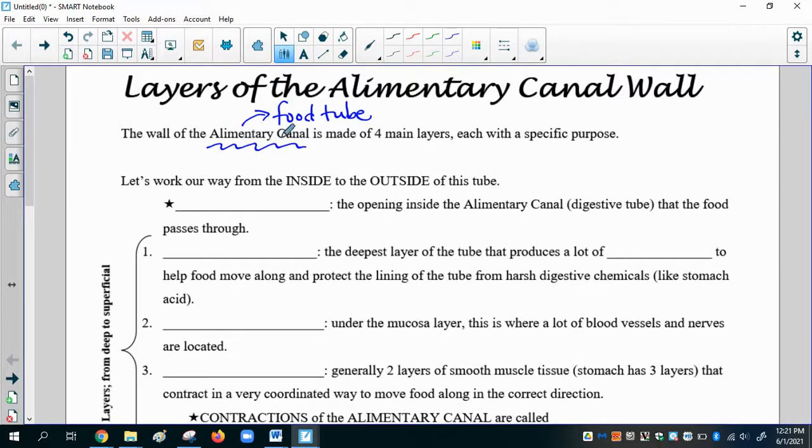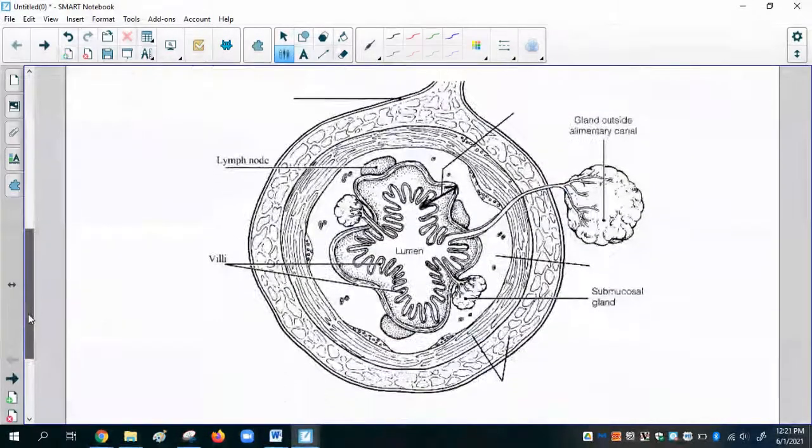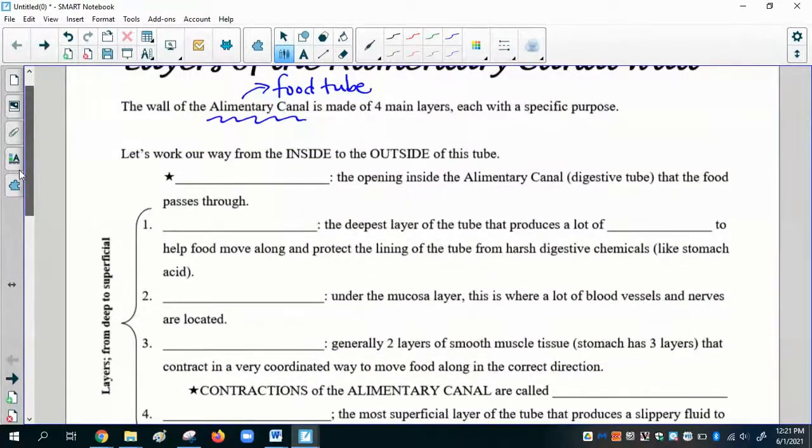And once we get past the throat into the esophagus, the structure of that tube, the way it's constructed, is the same. So that's what we're going to be talking about, and we're going to be filling in this diagram at the bottom, and I'll explain to you what you're looking at. So first, we're going to work our way from the inside where the food is to the outside of this tube. Okay, and this tube has multiple layers, 4 exactly.